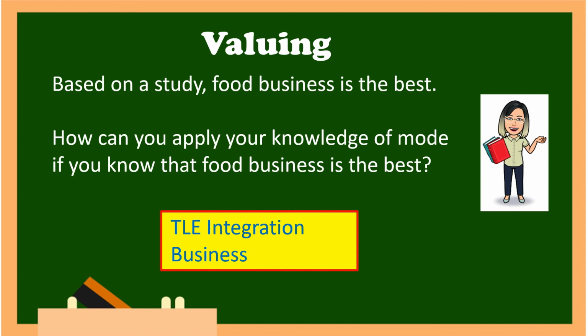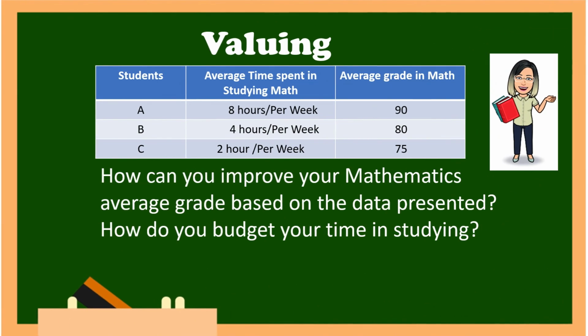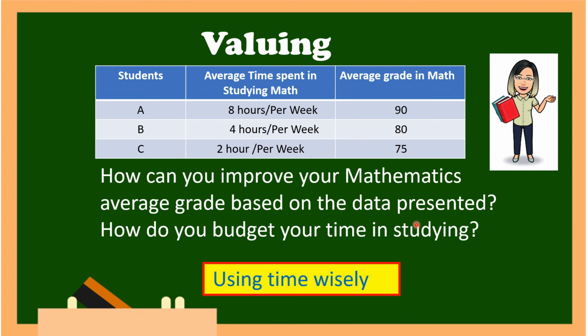This is an integration with business. We need to analyze the table. We have students A, B, and C with grades of 90, 80, and 75. How can you improve your mathematics average grade based on the data presented? Based on the data presented, we need to spend more time studying. So, how do you budget your time in studying? Spend more time studying than playing games like Mobile Legends.